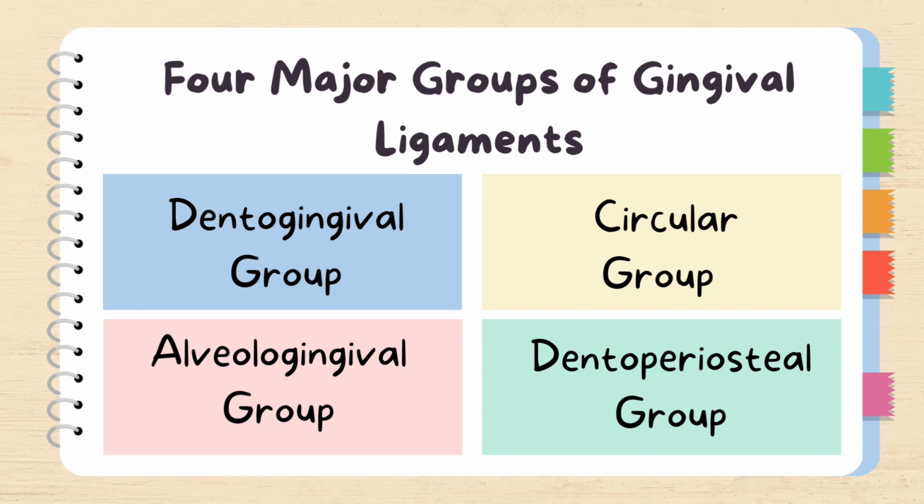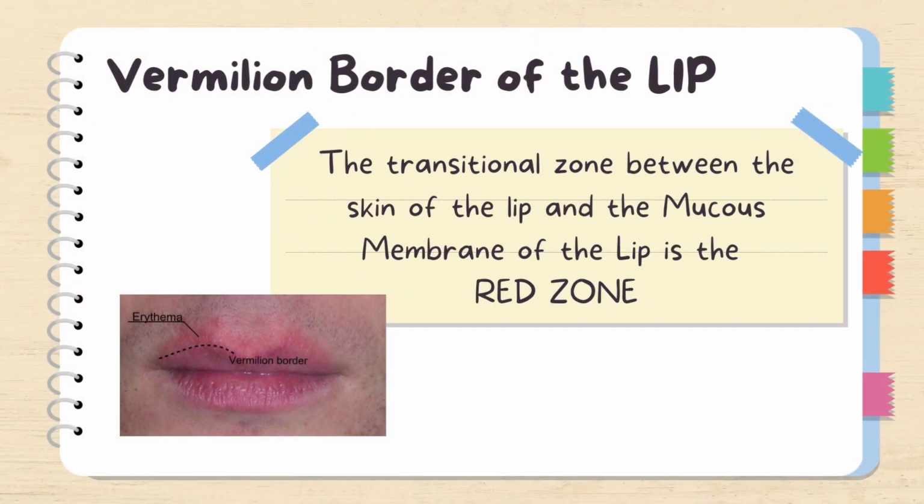And the dentoperiosteal fibers, that can be followed from the cementum into the periosteum of the alveolar crest and the vestibular and oral surfaces of the alveolar bone. Again, I want you to use your finger and feel this border in your lips. That is called the vermilion border of the lip. The transitional zone between the skin of the lip and the mucous membrane of the lip is the red zone.